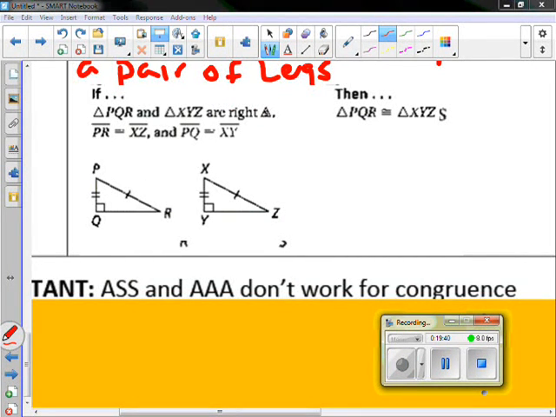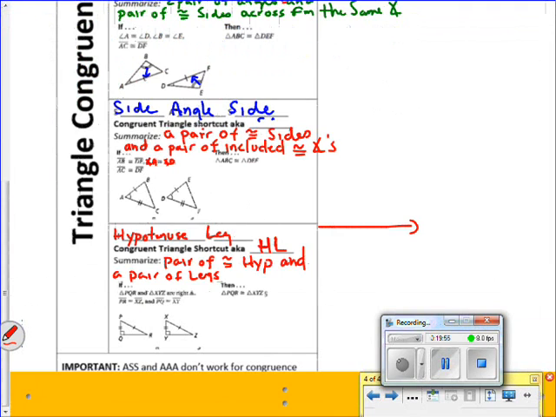Okay, before we get too far into the next one, check to see if your drawing for this HL one is written in there properly. If not, draw it off to the side, scratch through this drawing, put the information into yours, and let's get going. Put me on pause if you need more time. Okay, and so this one is hypotenuse leg, and its AKA is HL. It's basically a pair of hypotenuses, or hypoteni, and a pair of legs that are congruent.